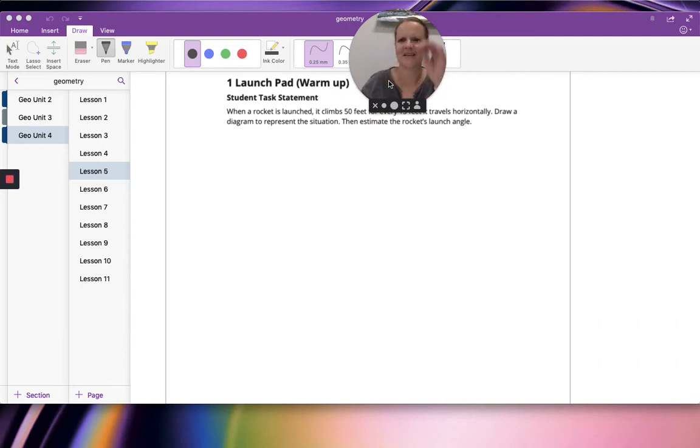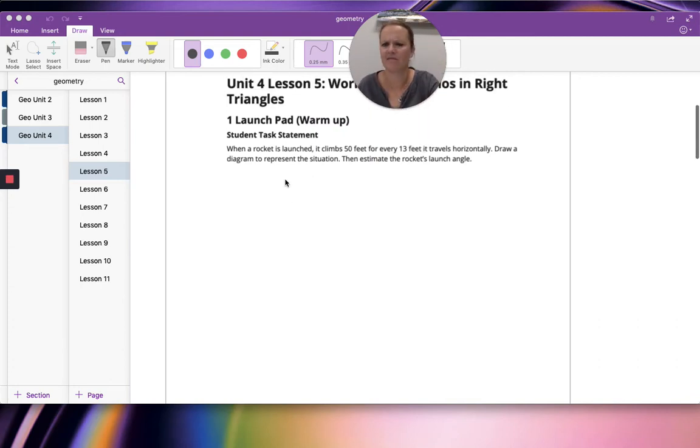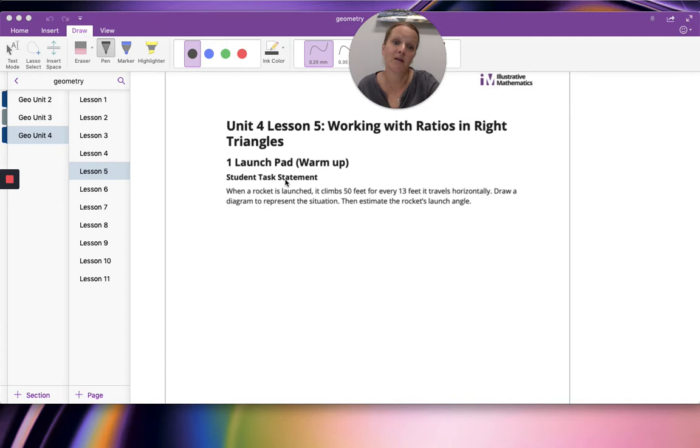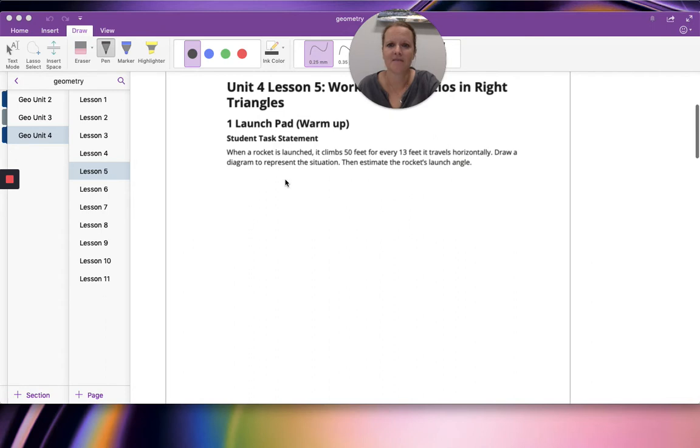Hey there, we are in Unit 4, Lesson 5, working with ratios and right triangles. So here's where everything will hopefully tie together and make better sense for you. Student task statement: when a rocket is launched, it climbs 50 feet for every 13 feet it travels horizontally. Draw a diagram to represent the situation, then estimate the rocket's launch angle.